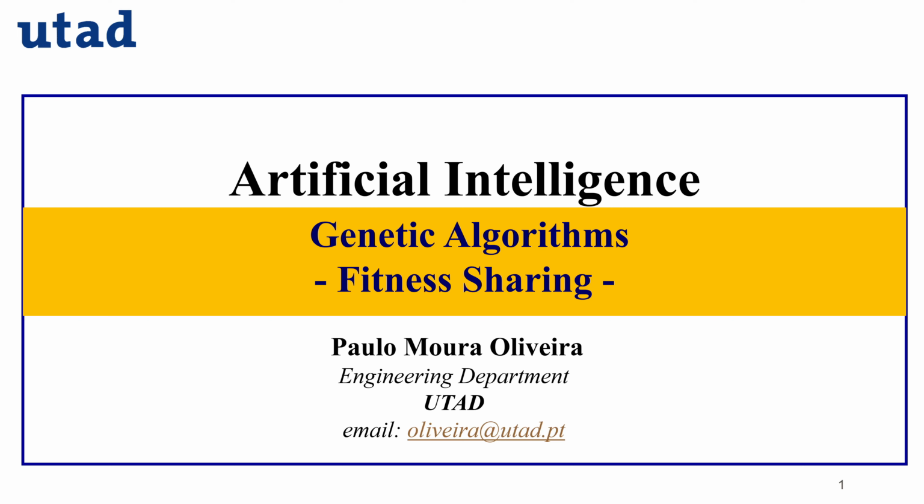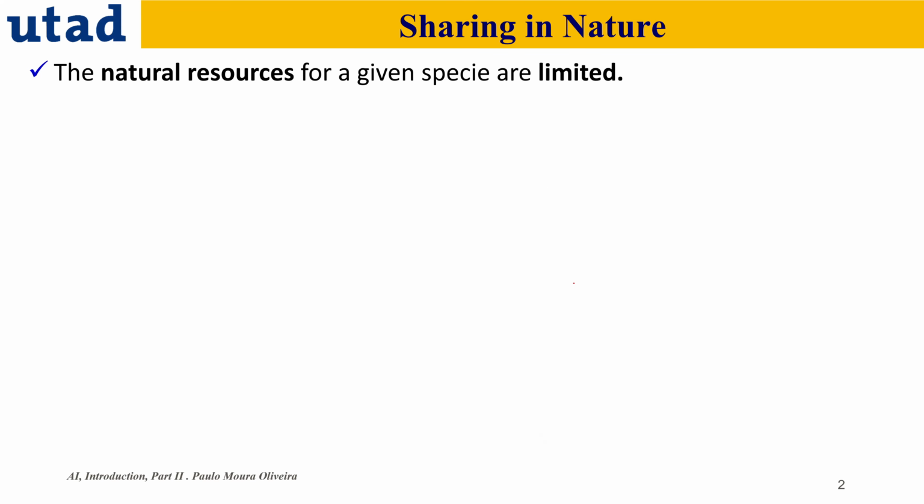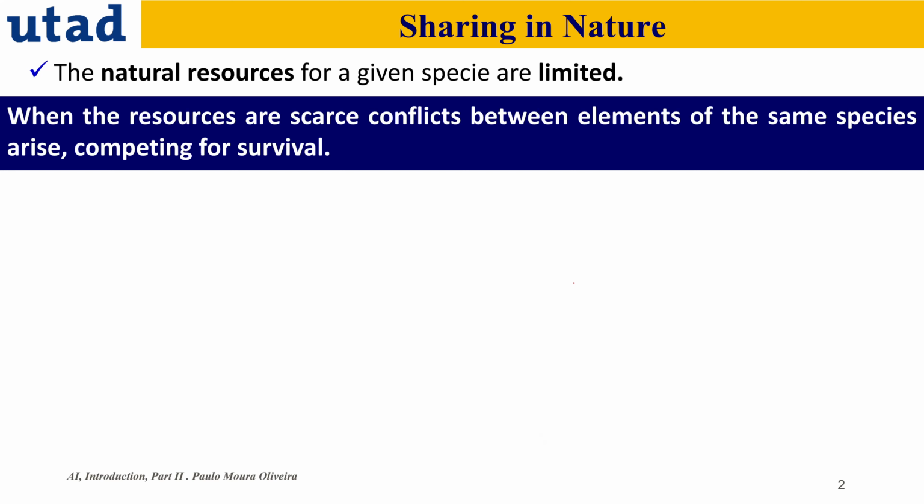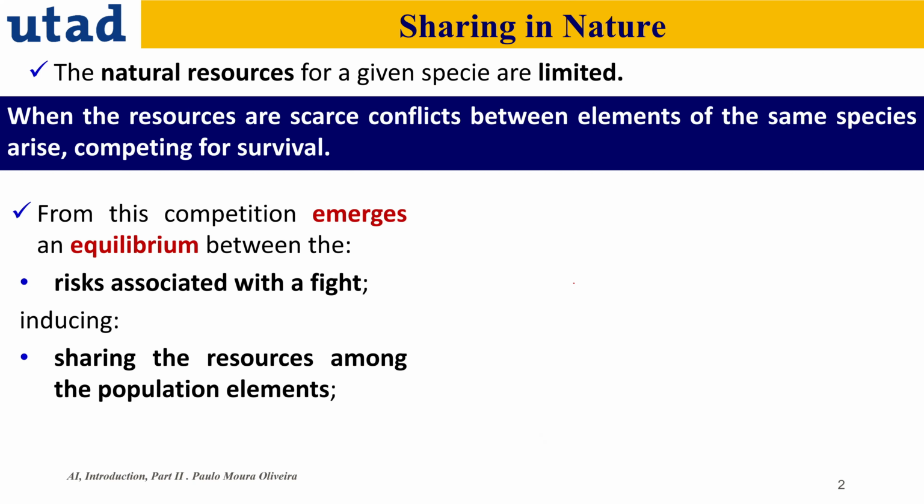Well, this is a video about artificial intelligence, genetic algorithms, and we are going to speak about a technique called fitness sharing. So, it is the concept of sharing in nature. It is common because the natural resources for a given species are limited. So, when the resources are scarce, conflicts between elements of the same species may arise because they compete for survival. From this competition emerges an equilibrium between the risks associated with the fight, and this induces the sharing of the resources among the population elements.